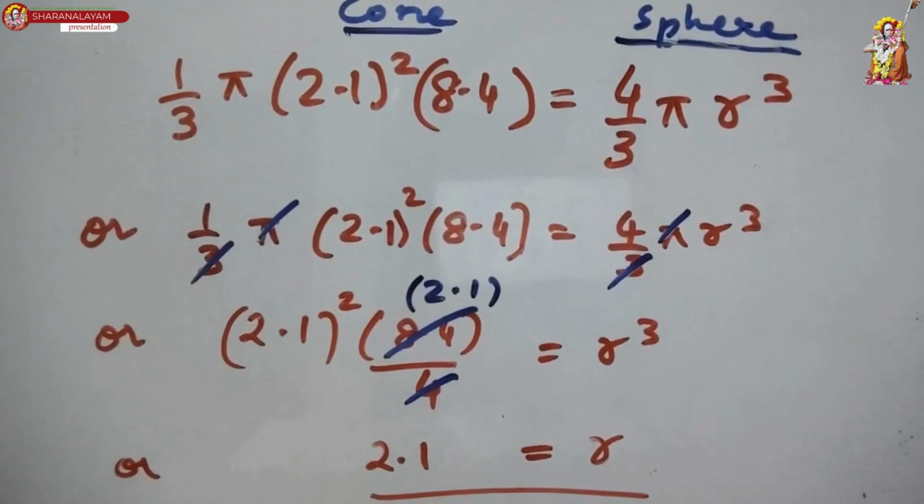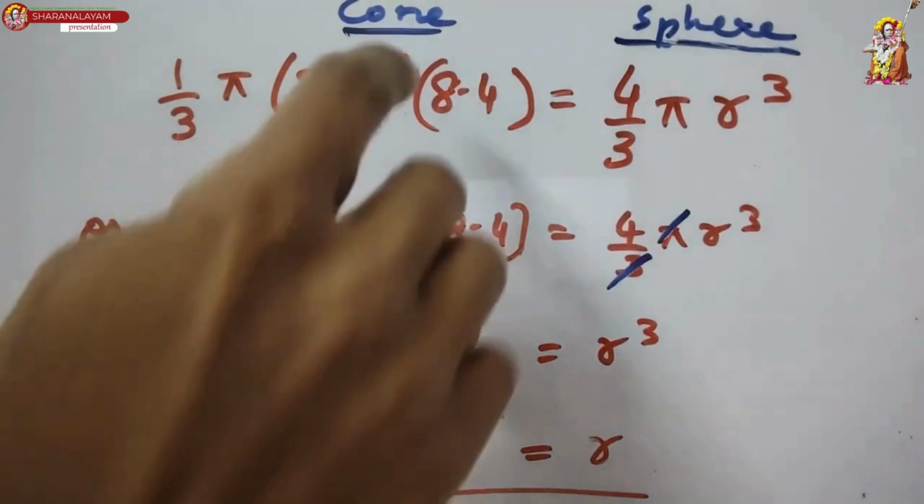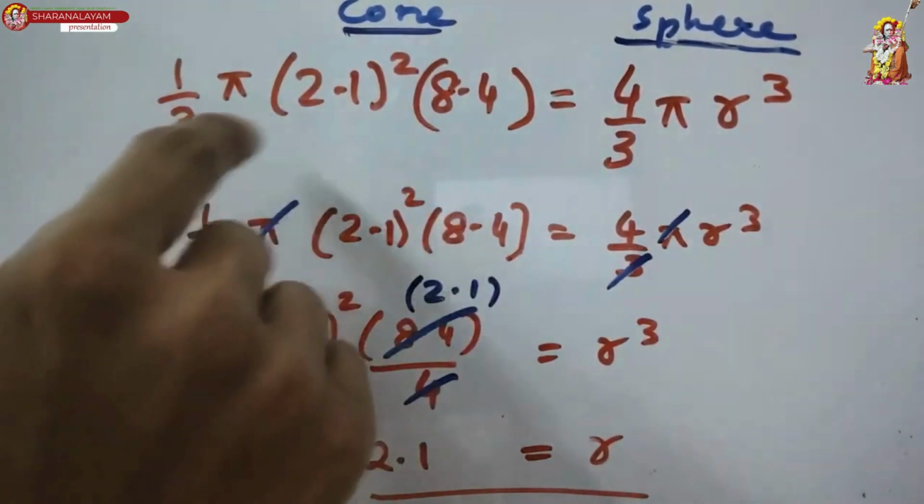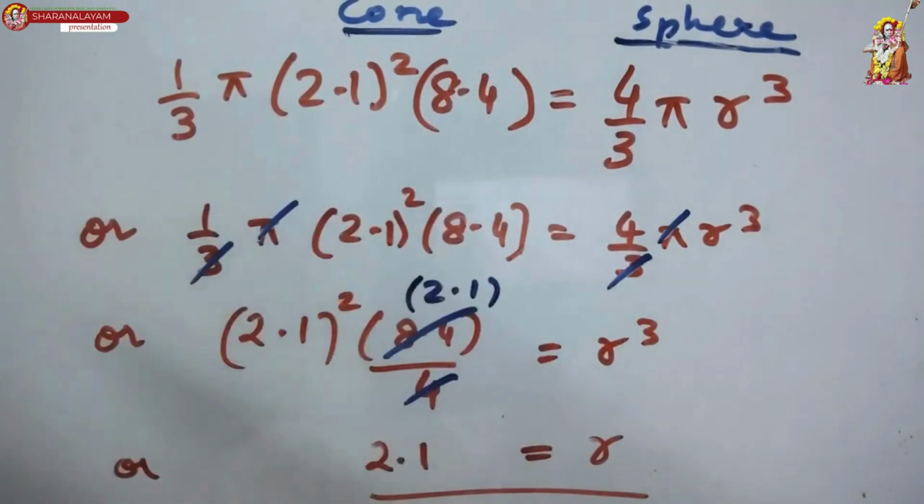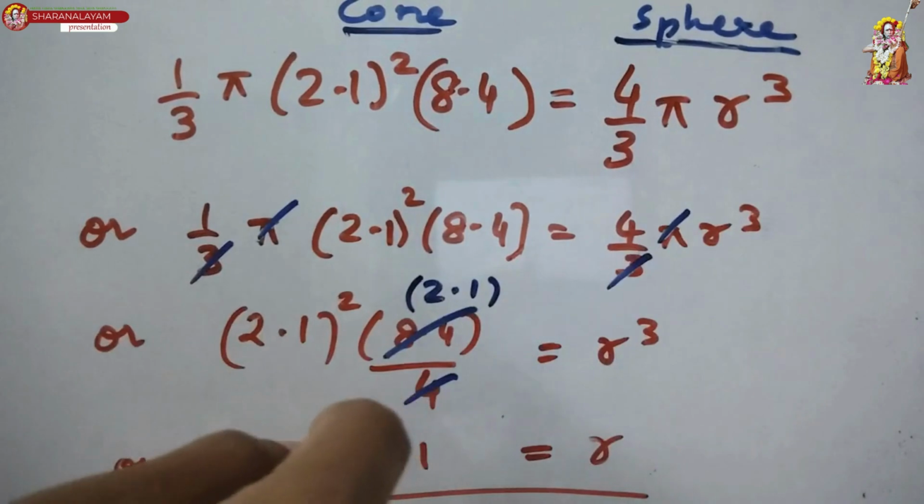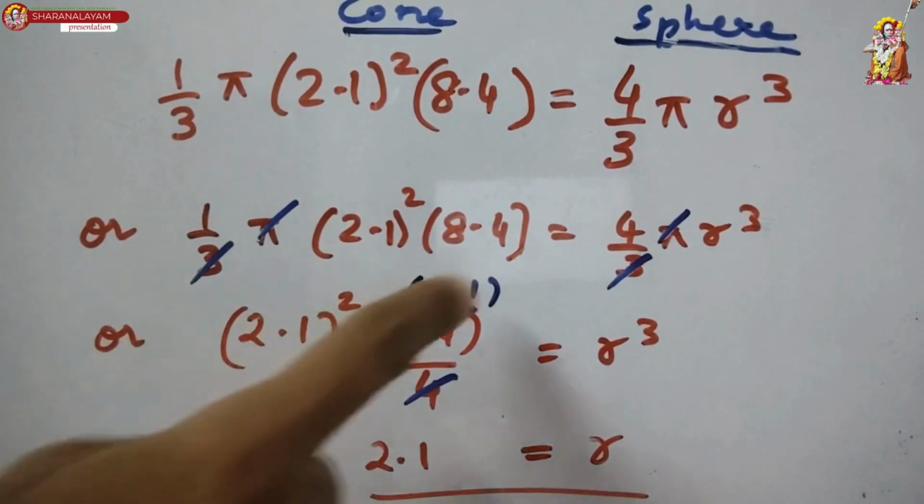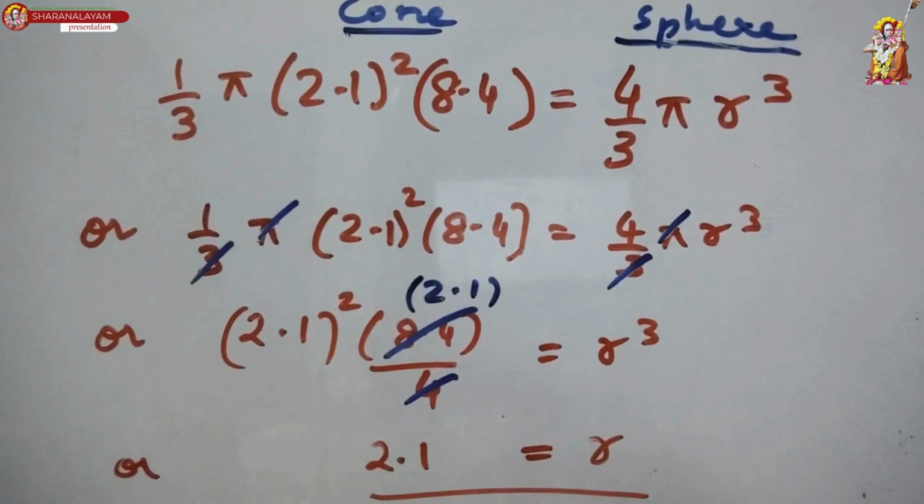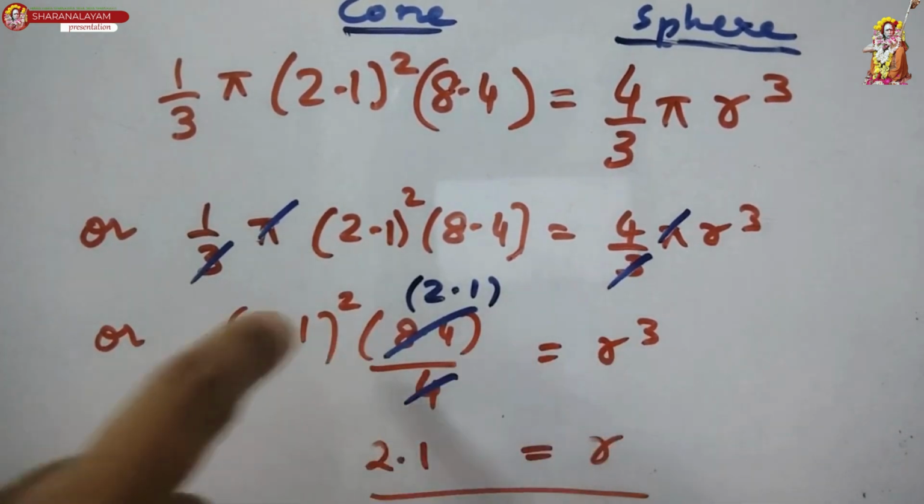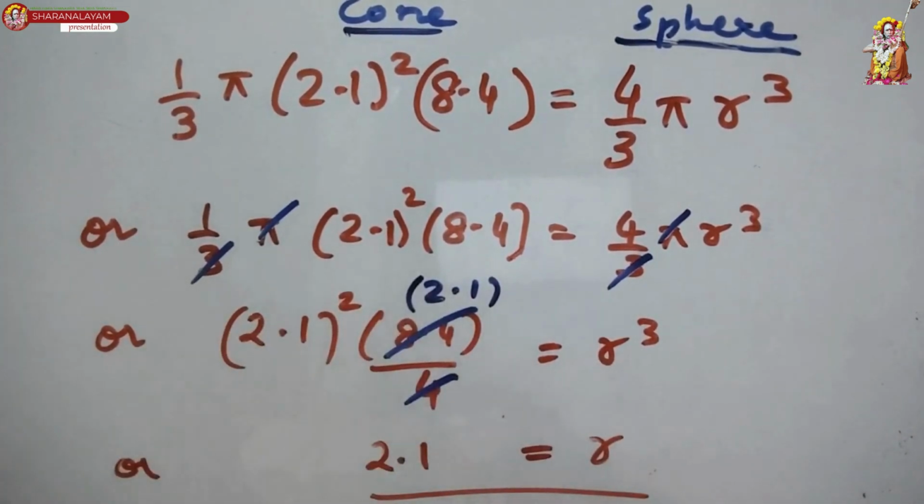Sometimes it's better to keep the calculations for the last step. For instance, in this case, for the volume of the cone and the sphere, when we equate it, we need not calculate 2.1 divided by 3 or 8.4 divided by 3 at the first step, because automatically pi and pi will get cancelled, 3 and 3 will get cancelled, and in the last step, when we divide 8.4 upon 4, we get 2.1 automatically. So when r cube is 2.1 cube, we get r as 2.1.